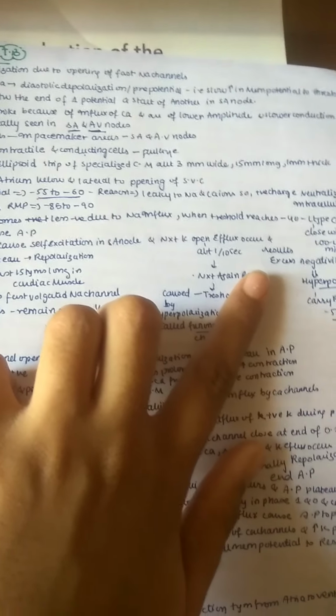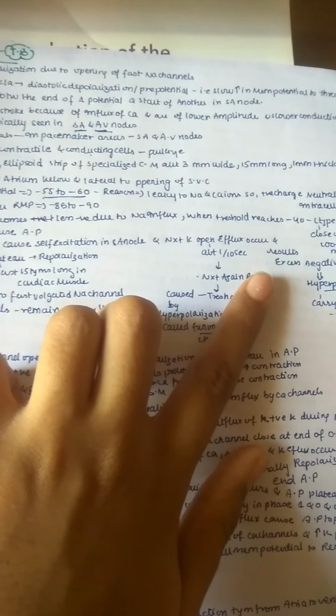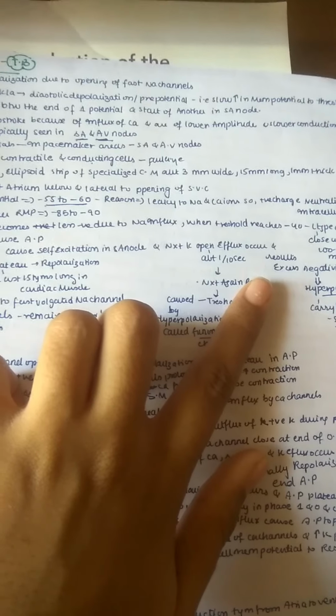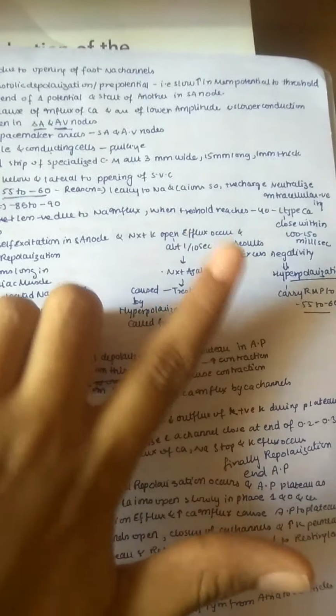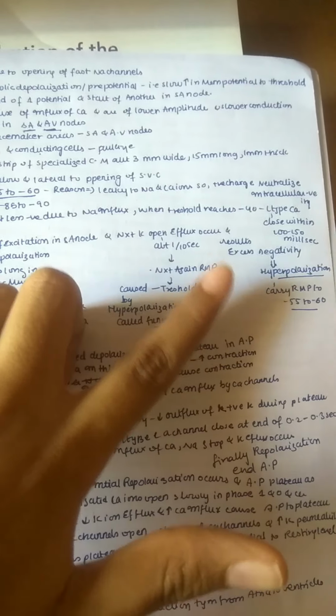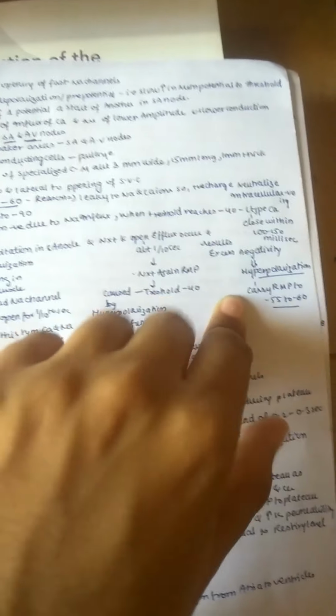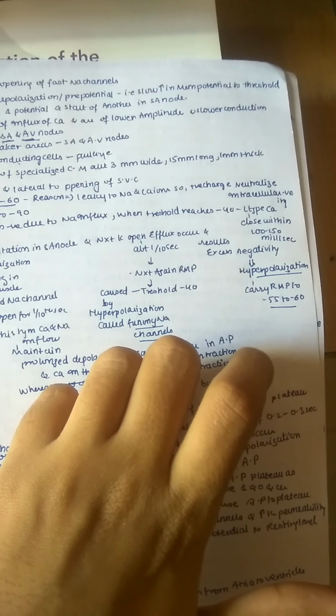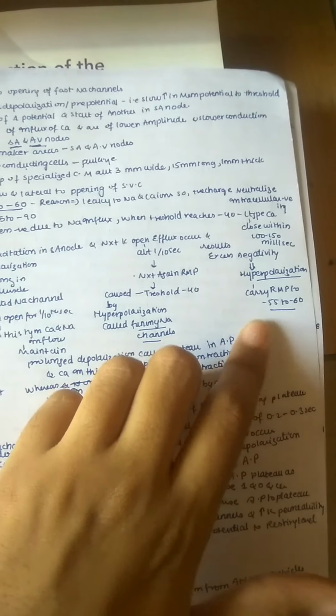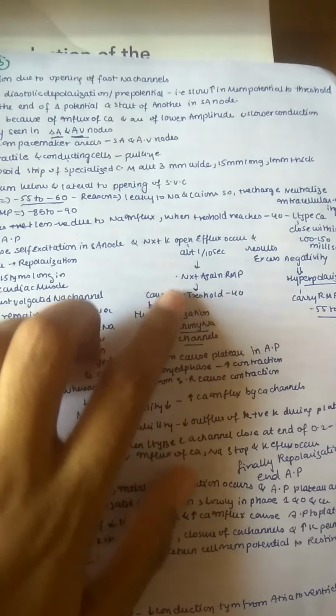But remember that here the potassium channel is open for a long time. If it closed immediately, you can understand it would come back to the resting membrane potential. But as it is open for a long time, the cell becomes more negative because of potassium efflux outside and becomes hyperpolarized. So hyperpolarization takes place, and this carries the resting membrane potential to -55 to -60. And next, again the RMP.